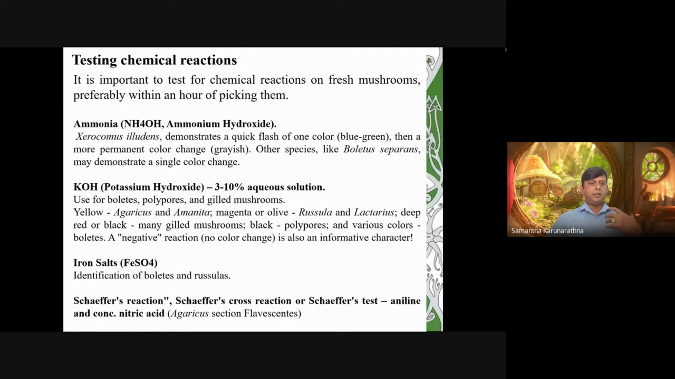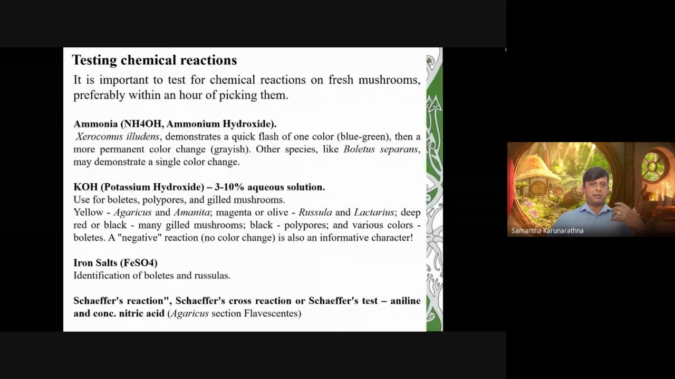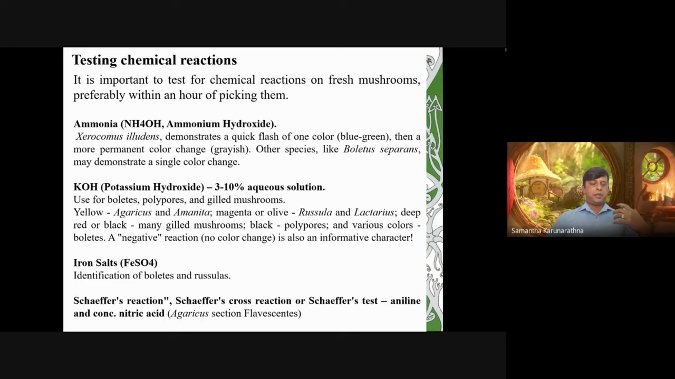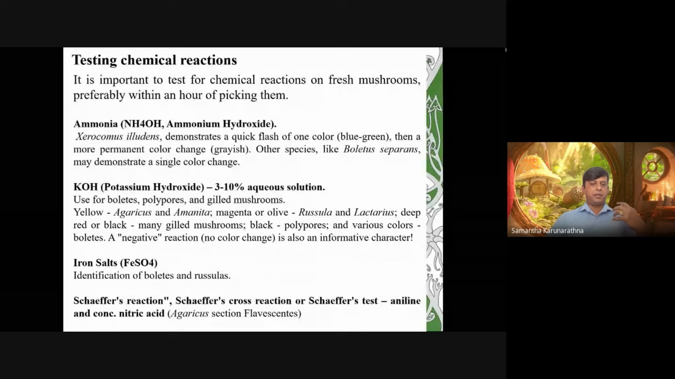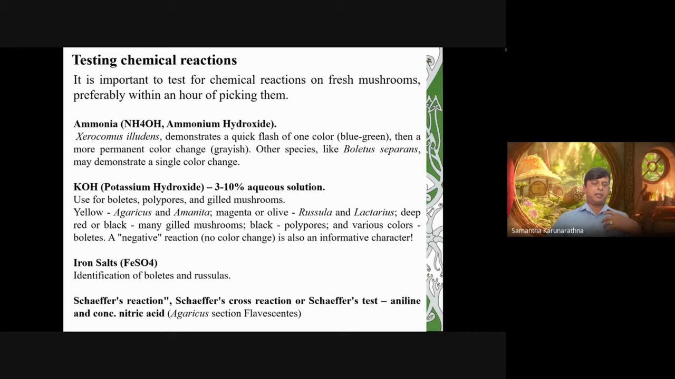You cross one line with aniline on the cap of the mushroom, and then you cross the line with concentrated nitric acid. If there is a reaction in the crossing, so if it is positive, you get an orange color reaction. That means that this Agaricus belongs to the section Flavicentes. So Schaeffer's reaction, positive or negative, is also an important character in mushroom identification.